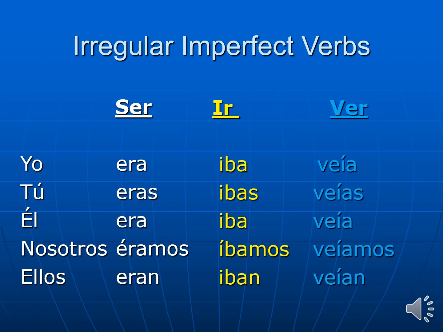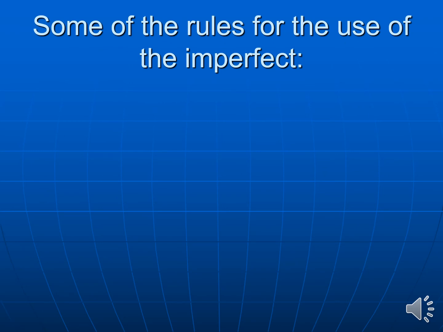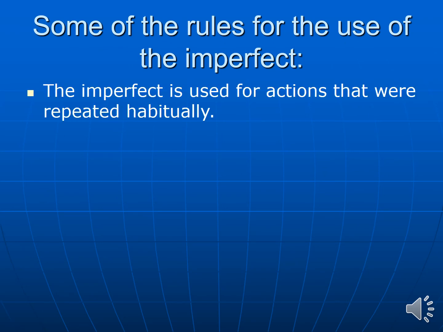So those are the only 3 irregular verbs in the whole Spanish dictionary. That makes this, shall I say, the easiest of all of the tenses. There's a few rules to learn for the imperfect tense. The imperfect is used for actions that were repeated habitually.